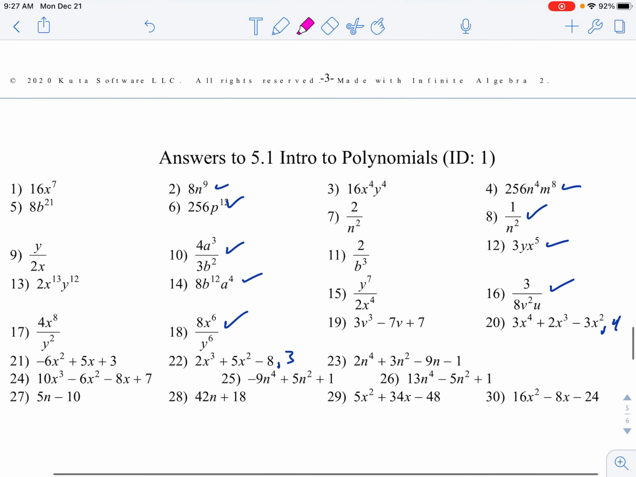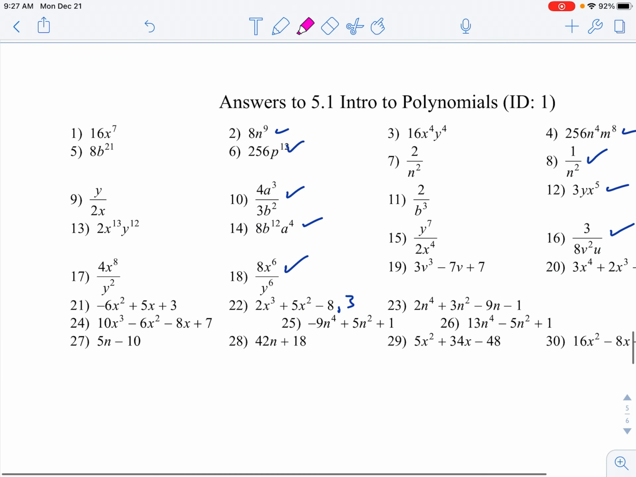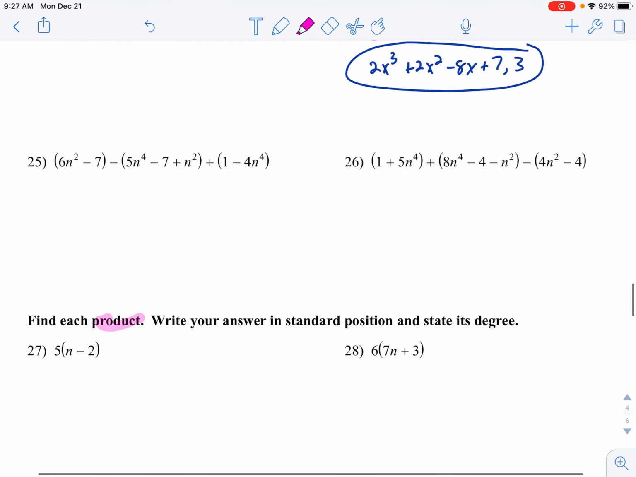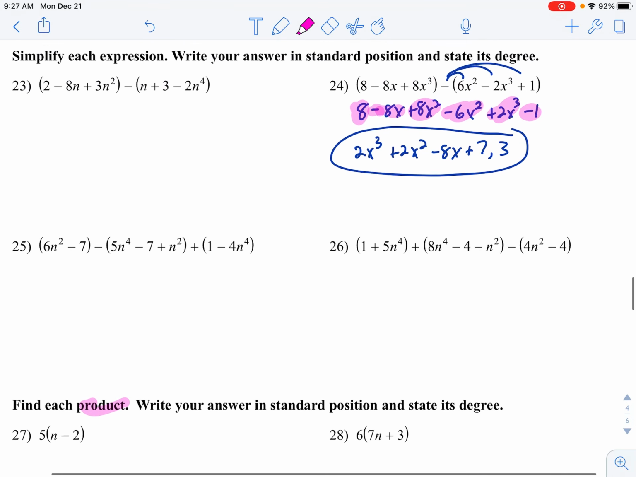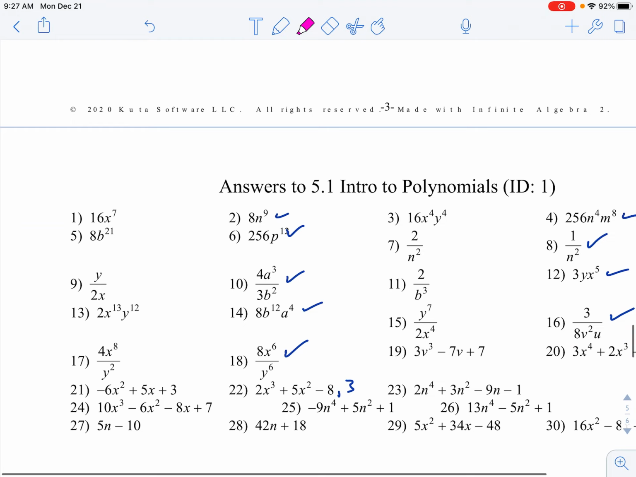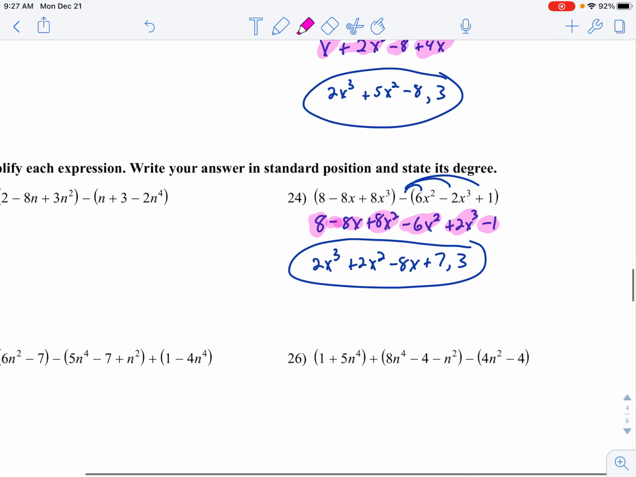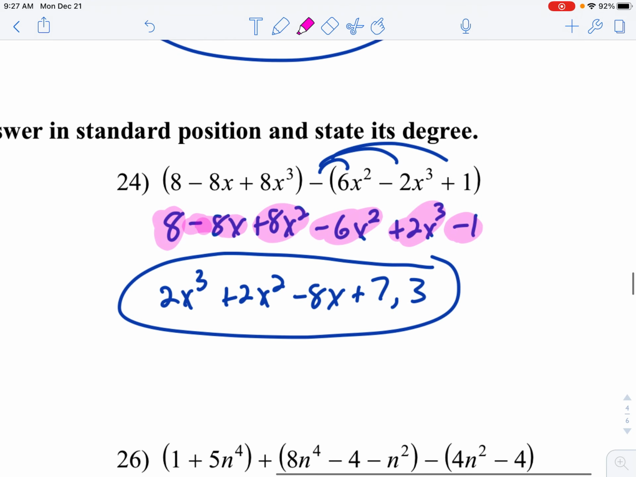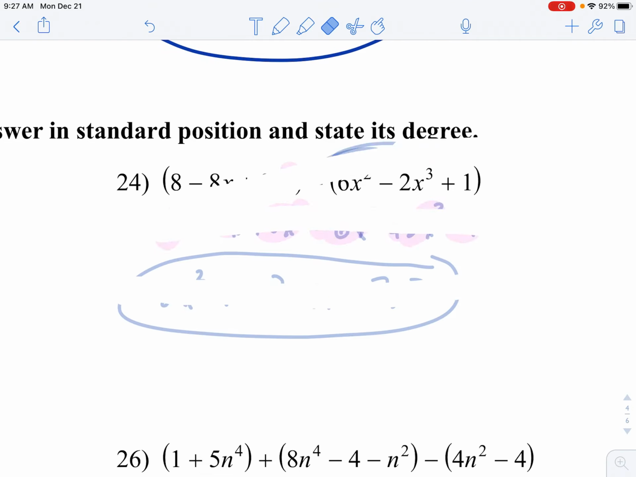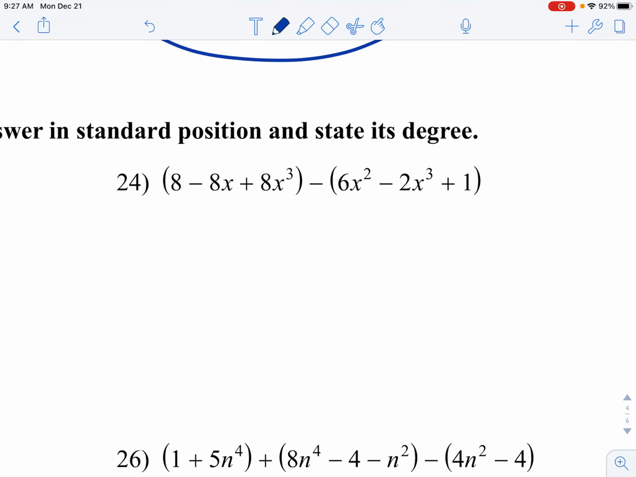So number 24. Whoa, say what? That has 10x. All right, what did I do wrong, friends? Oh, I copied it down wrong. Good grief. Look at that. That's x to the third, and I wrote x to the second. So, why don't you do the problem the right way?